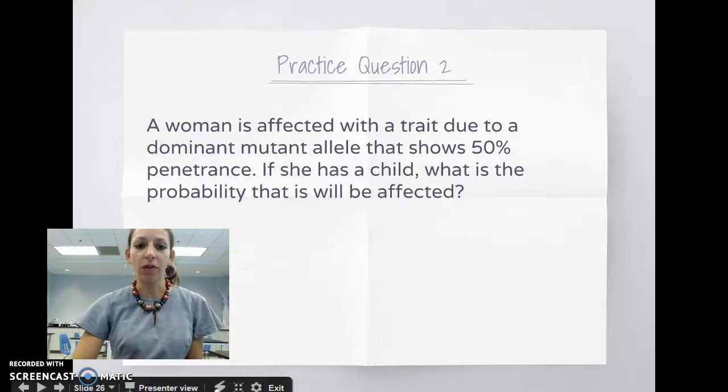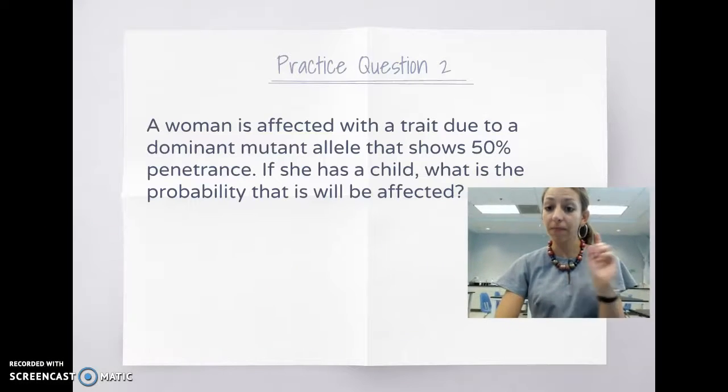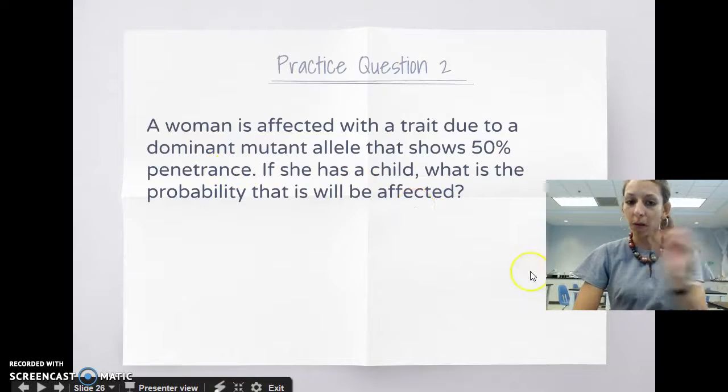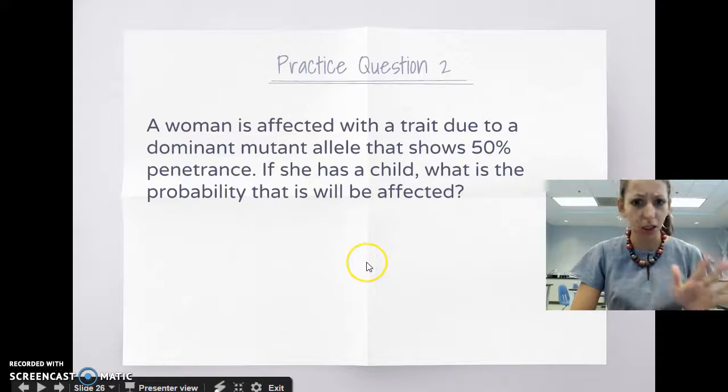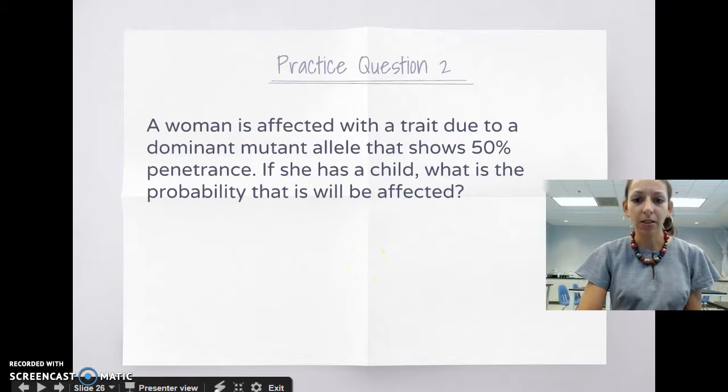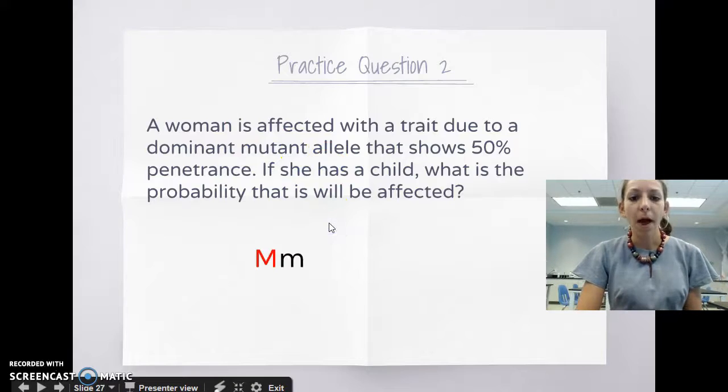Practice question 2. A woman is affected with a trait due to a dominant mutant allele that shows 50% penetrance. So a penetrance question here. If she has a child, what is the probability that it will be affected? I think it's supposed to say that the child will be affected. What's that probability? So let's take a look. We can set this up by looking at the woman's genotype. So she's affected with a trait, dominant mutant allele. So we have the dominant mutant allele. I put it in red because we know that this is the thing that's giving us the trait.